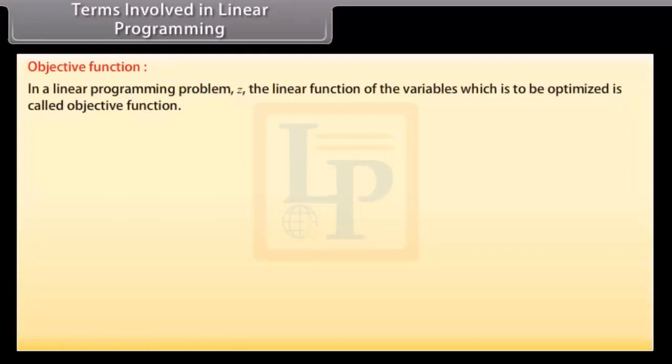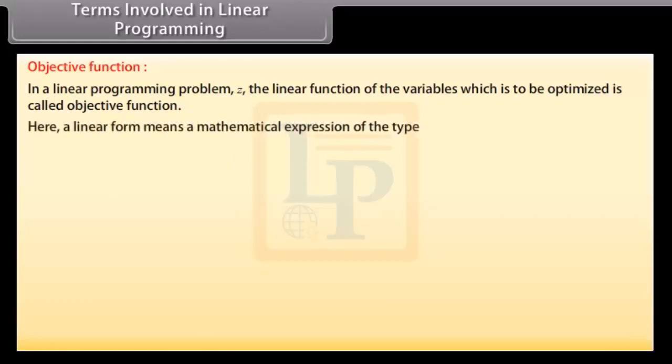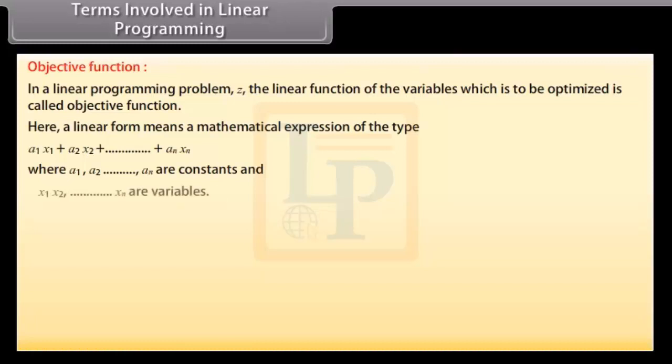Terms involved in linear programming. Objective function. In a linear programming problem, Z, the linear function of the variables which is to be optimized, is called objective function. Here a linear form means a mathematical expression of the type a1 x1 plus a2 x2 plus so on till plus an xn, where a1, a2 and so on till an are constants and x1, x2 and so on till xn are variables.